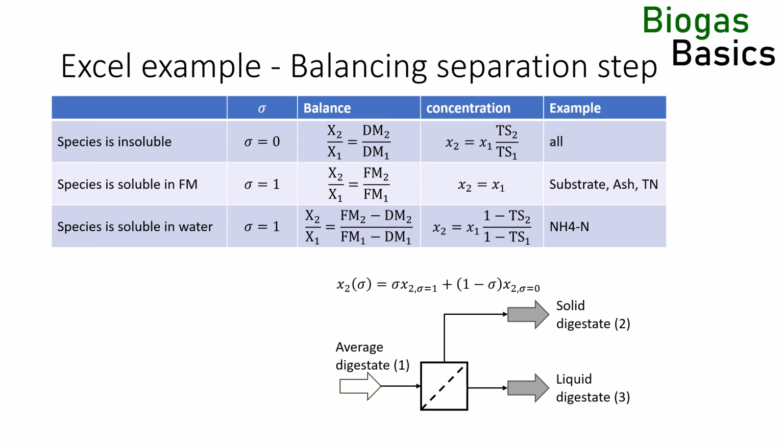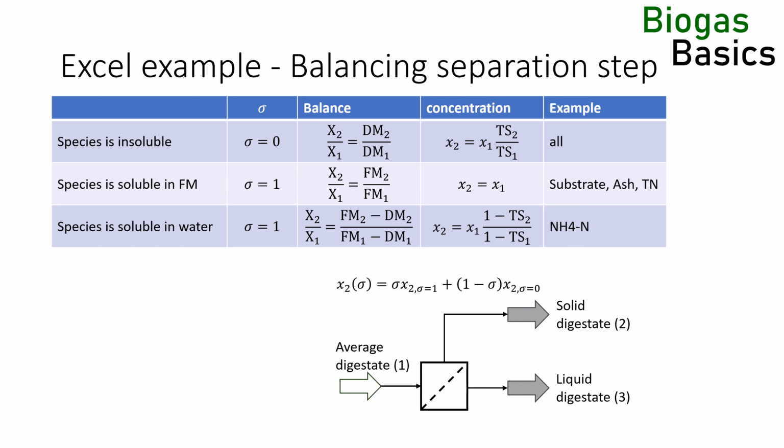If the species is soluble in water, the mass flow of X will behave like the mass flow of water in the separation step. The mass flow of water is the difference between the mass flow of fresh matter and dry matter. The concentration of species X in the solid digestate, X2, is X1 times (1 minus Ts2) over (1 minus Ts1). The classical example for this behavior is total ammonia nitrogen or volatile fatty acids. Basically all species that are water-soluble and are present in small concentrations.